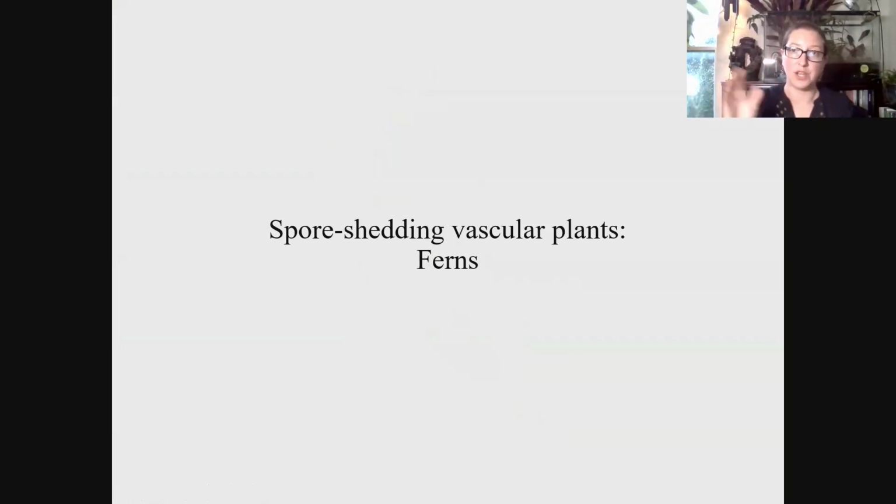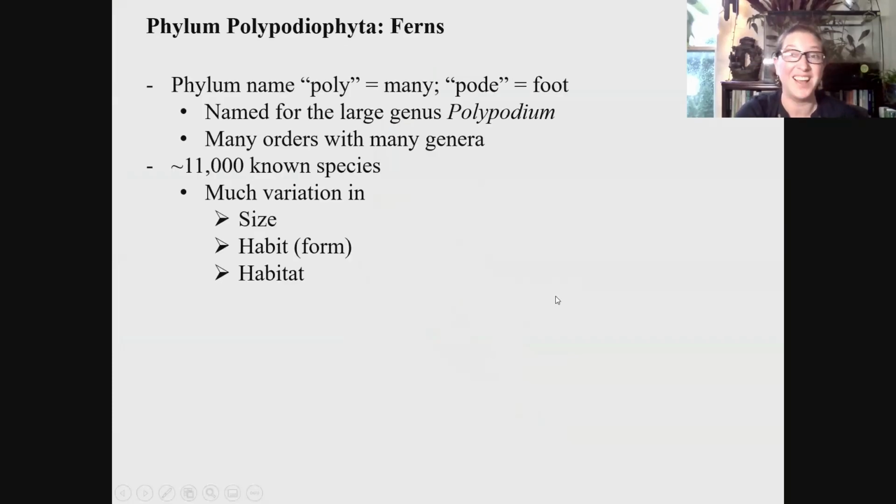And now we're going to switch gears, and we're still going to talk about spore-shedding vascular plants, but we're going to talk about ferns, which I love. I love ferns. So ferns, again, you don't need to know the phylum name, but you will see it in the book and on some of these slides. So I'm just letting you know.